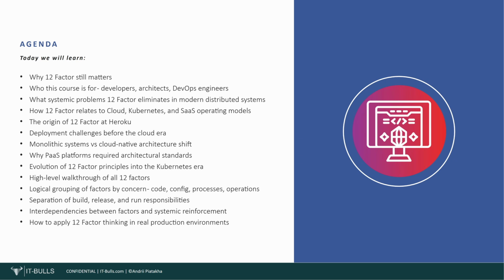After that, we will analyze how the factors reinforce each other as a system, rather than as isolated rules. Finally, we will conclude by discussing how to apply 12-factor thinking in real production environments, so you can translate theory into practice. So by the end of this lesson, you will not only understand what the 12 factors are, but why they exist, how they evolved, and how they shape modern software architecture.